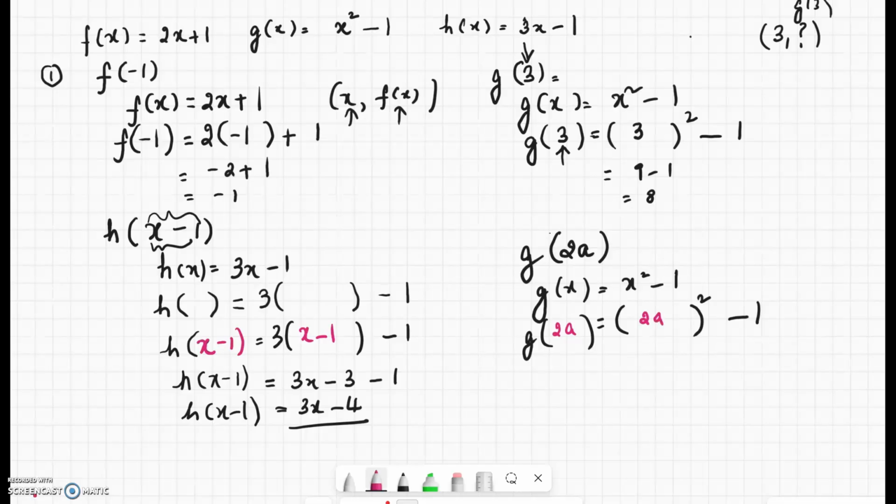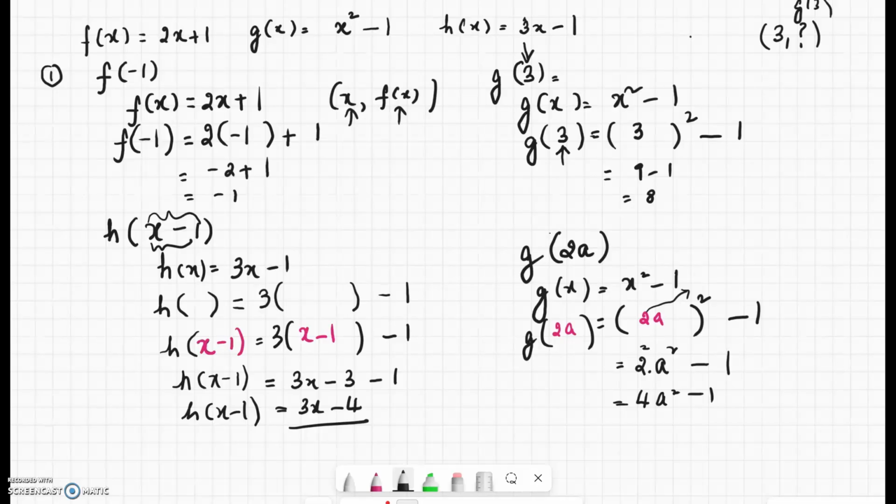You square the entire 2a, put it in parentheses so you don't forget to square the whole thing, and then subtract the 1. So the rule of exponents says that this is 2 squared a squared. Each one gets squared. Minus 1. So that is equal to 4a squared minus 1.